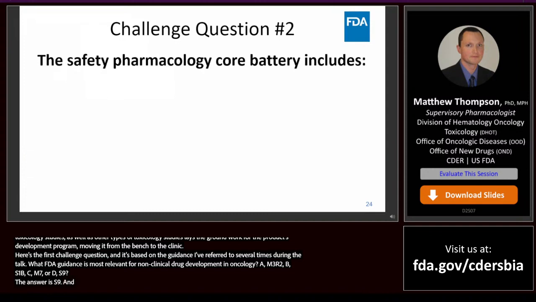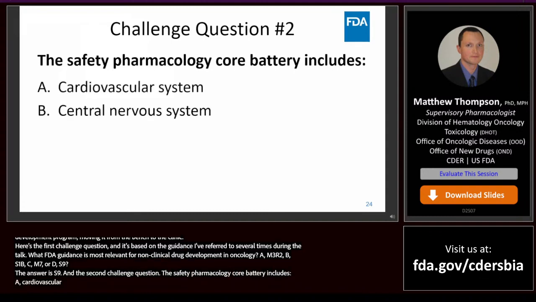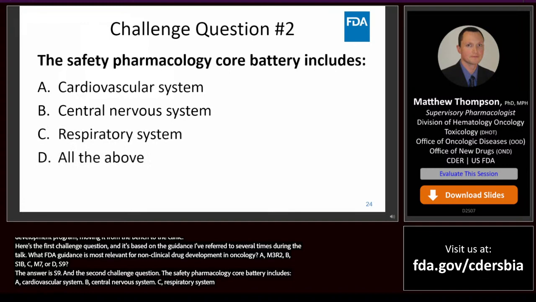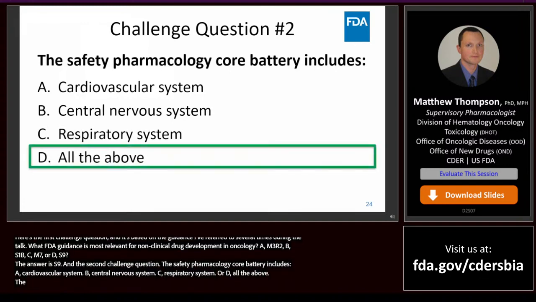And the second challenge question. The safety pharmacology core battery includes A, cardiovascular system, B, central nervous system, C, respiratory system, or D, all the above. The correct answer is D. All three of these systems form the core of the safety pharmacology battery.